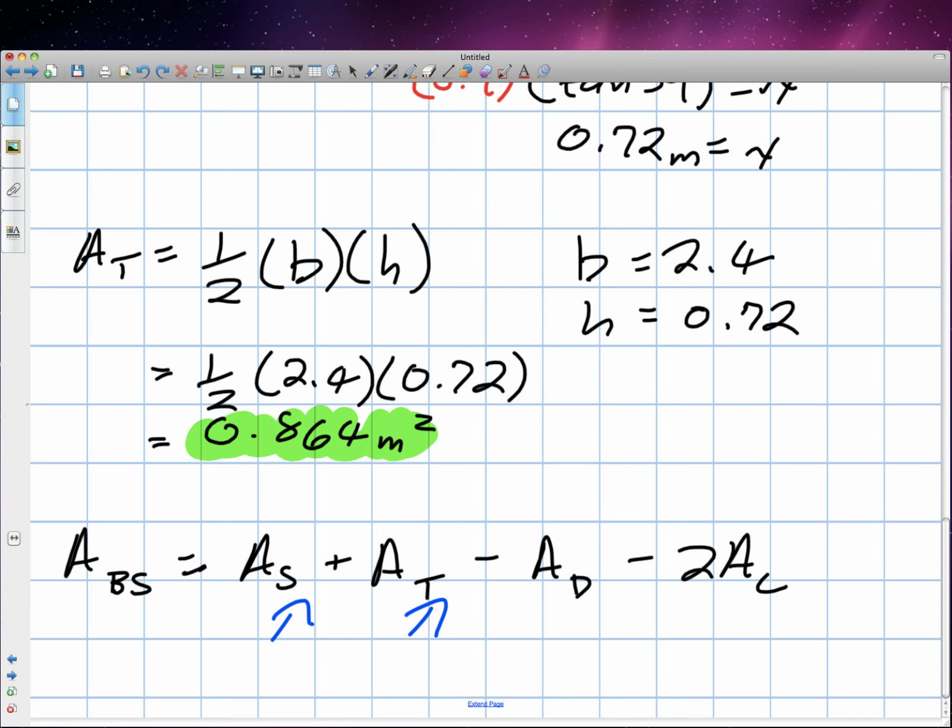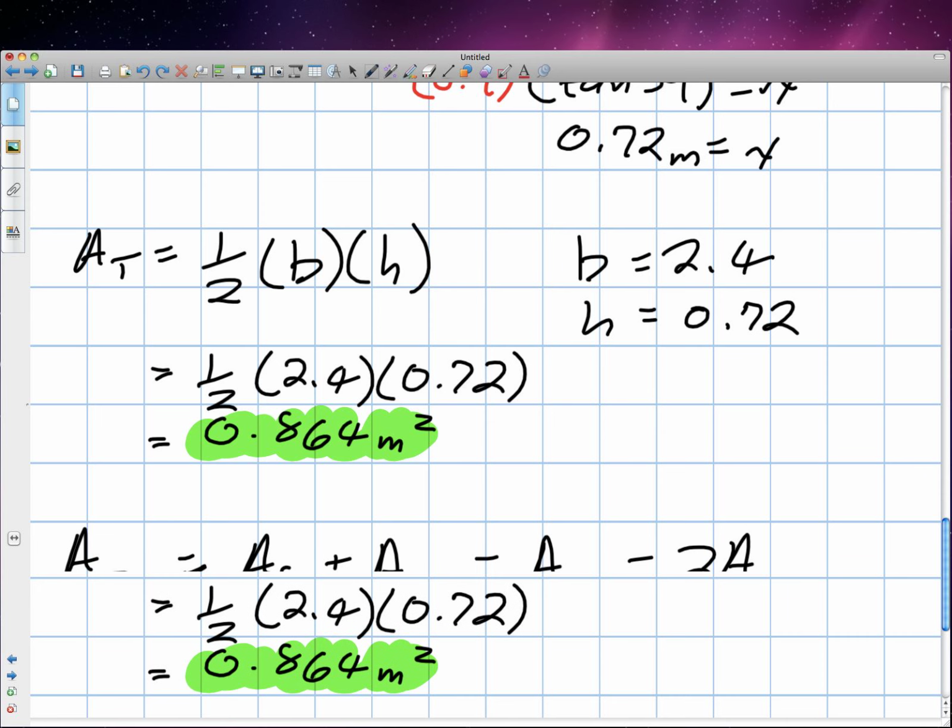That's why it was worth so much. I put the subscripts there so we know which ones to add and which ones to subtract. So we're going to put them in here. AT was 0.864. Area of the shed. Anyone have it offhand? I'll go back up.